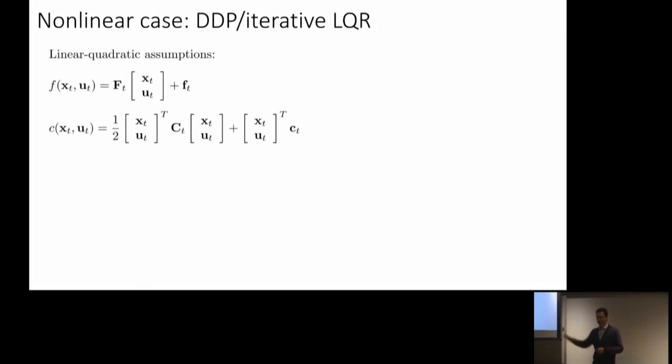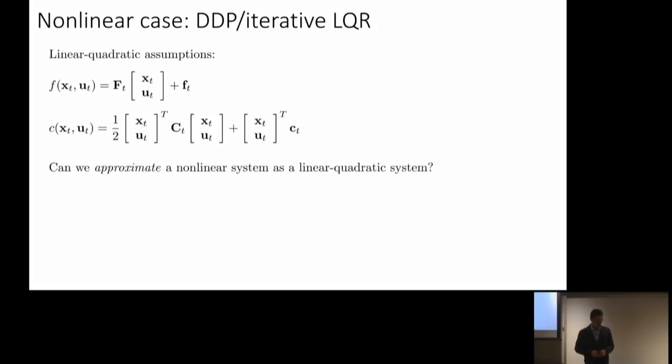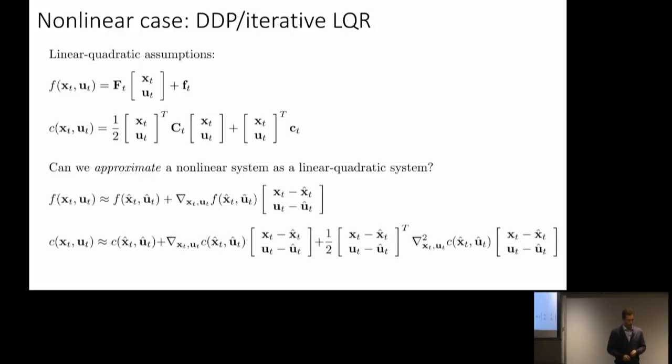Okay, so the assumption in the linear quadratic case was that your dynamics are linear and your cost is quadratic. So if you have a nonlinear system with a cost that is not quadratic, perhaps what you can do is approximate that nonlinear system locally as a linear quadratic system. So maybe you can compute a Taylor expansion of your dynamics and a Taylor expansion of your cost function. And we want linear dynamics and quadratic cost, so we will have a first-order Taylor expansion of the dynamics and a second-order Taylor expansion of the cost.